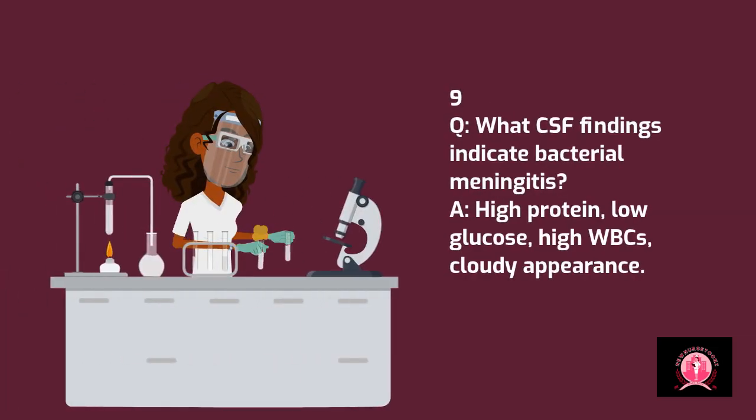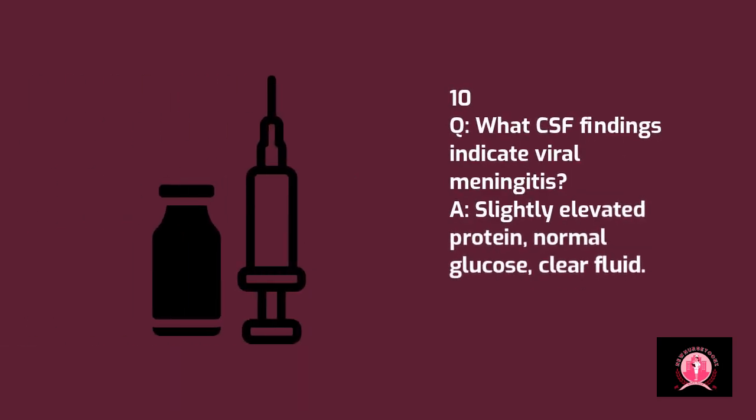9Q. What CSF findings indicate bacterial meningitis? A. High protein, low glucose, high WBCs, cloudy appearance. 10Q. What CSF findings indicate viral meningitis? A. Slightly elevated protein, normal glucose, clear fluid.